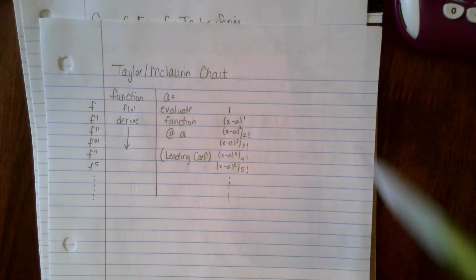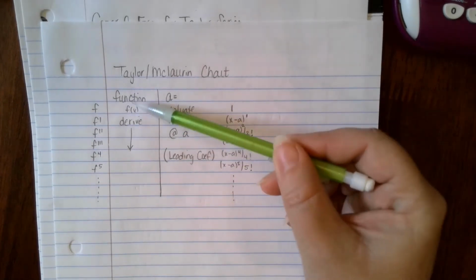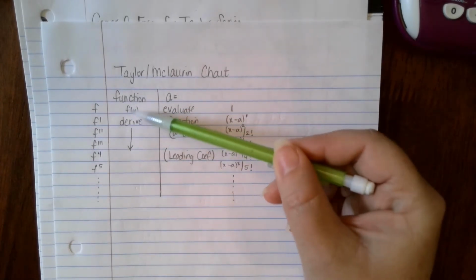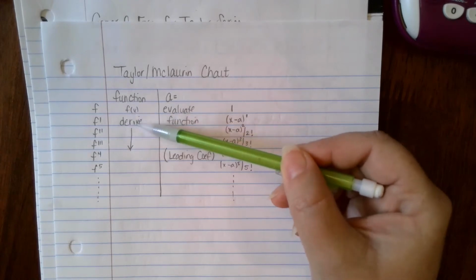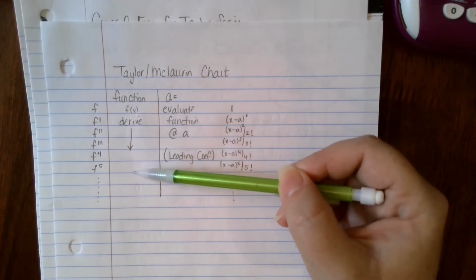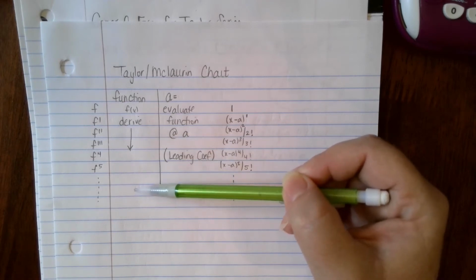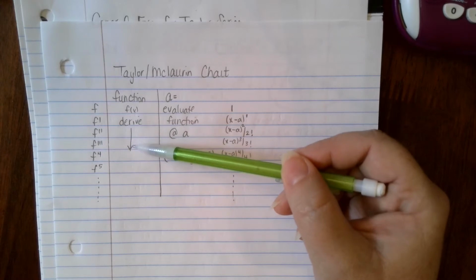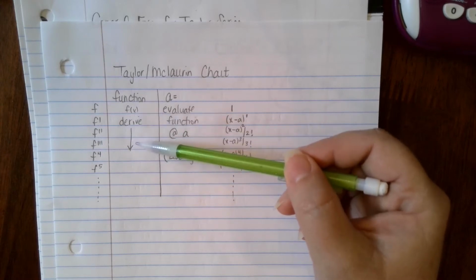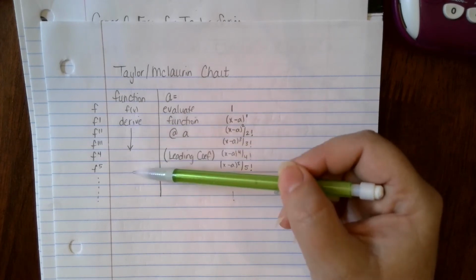All right, so let me explain what's going on. Taylor-Maclaurin chart. What you're going to do is you're going to have a function, and you're going to put the function right here. Then you're going to derive it for the first derivative, second derivative, third derivative, fourth derivative, fifth derivative, however many terms that they need. So if they wanted the first 4 terms, you might only need the first 4 derivatives. In the case of our last one with sine, we're going to need more derivatives because you'll find out that we're going to get things that equal 0.